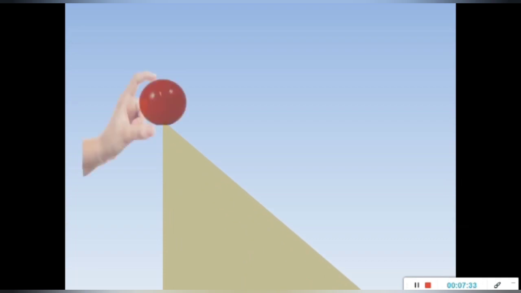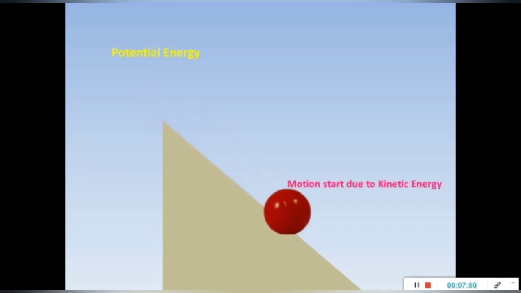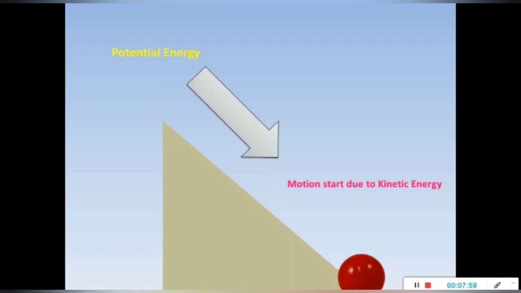Let's take an example that you have a slide and you hold a ball and place it at the top. When you are holding the ball, at that time the ball is storing energy, and this energy is called potential energy. When you let go, the ball starts moving, and this motion starts due to kinetic energy. From this example, I want to tell you that potential energy gets converted into kinetic energy.